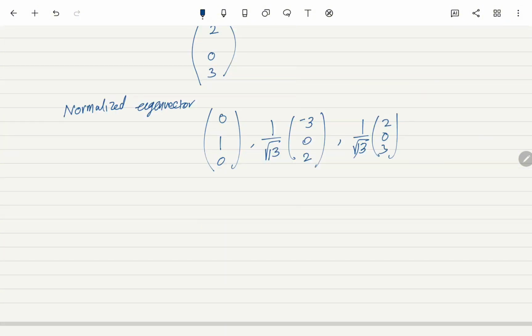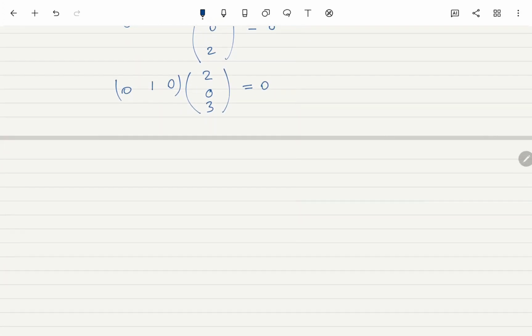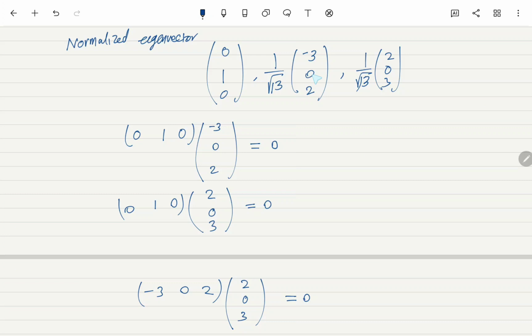To prove that the eigenvectors are orthogonal, if we multiply two eigenvectors together and get 0, then they are orthogonal. So 0, 1, 0 multiplied by minus 3, 0, 2, there's no need for the normalization factor here, the answer is 0. And 0, 1, 0 times 2, 0, 3 is equal to 0 as well, and minus 3, 0, 2 multiplied by 2, 0, 3 is equal to 0. Therefore, the eigenvectors 0, 1, 0, minus 3, 0, 2, and 2, 0, 3 are all orthogonal.